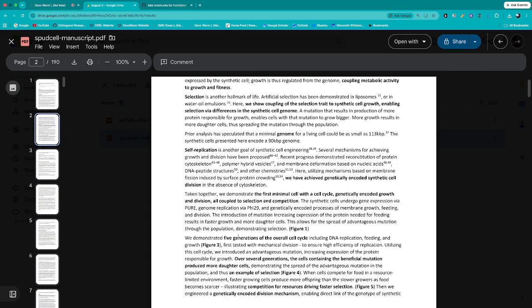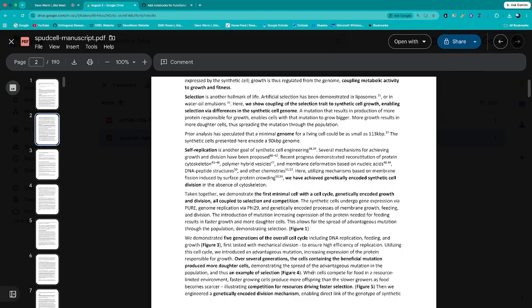Now, given that, we've demonstrated 5 generations of the overall cell cycle, including DNA replication, feeding, and growth. First tested with mechanical division to ensure high efficiency of replication. Utilizing the cell cycle, we introduce an advantageous mutation, increasing expression of the protein responsible for growth. Over several generations, the cells containing the beneficial mutation produce more daughter cells, demonstrating the spread of the advantageous mutation in the population, and thus serves as an example of selection.